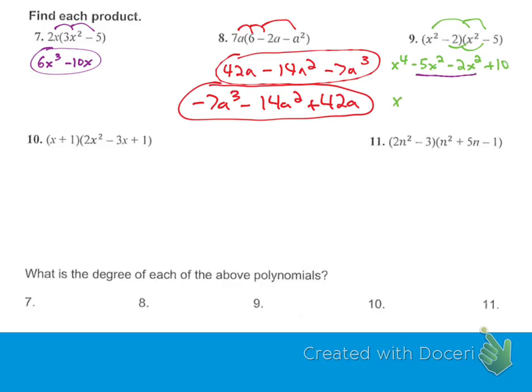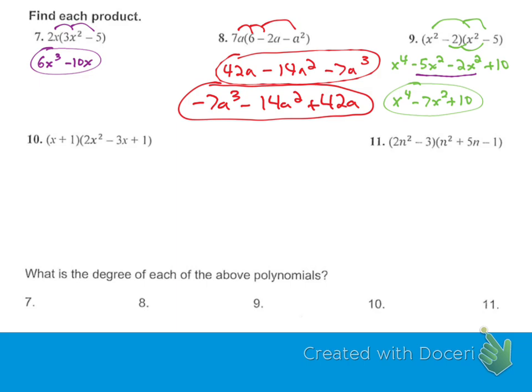So we got x to the 4th. We need to combine like terms in the middle there, which will give me negative 7x squared, and then plus 10. Okay. Do we have any questions? All right, so number 10 and 11.